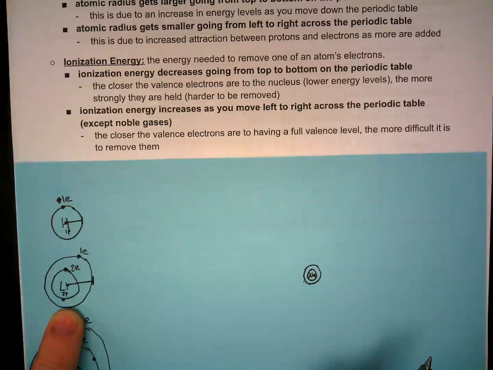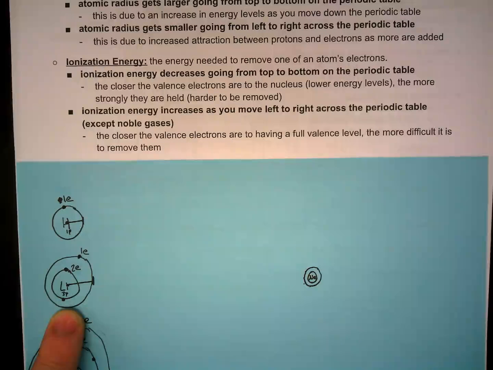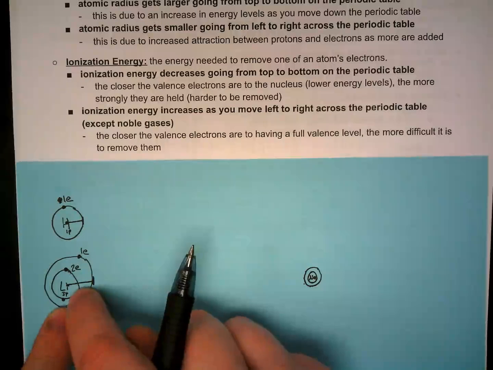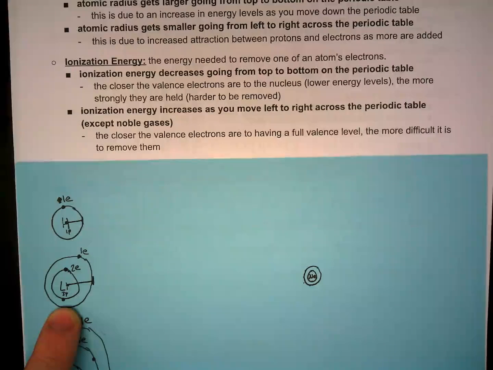It wants to get rid of that so bad because it would rather be at a more stable state, or at least a more, I guess, even state, maybe we'll say that, a more even state of just the one shell that's filled rather than having this one that still needs like 7.